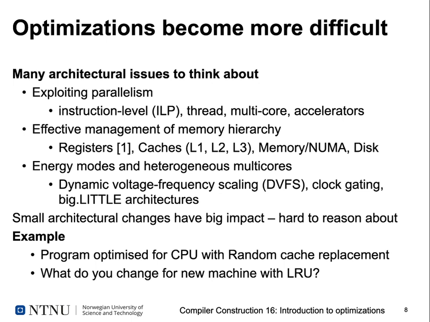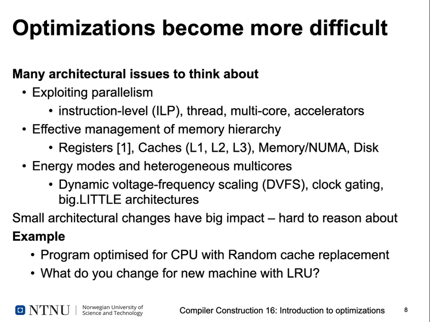That makes it very hard to reason about what's actually going on. So one example would be that you have a program optimized for a certain CPU, so just one model of CPU. And this model of CPU uses a random cache replacement algorithm.